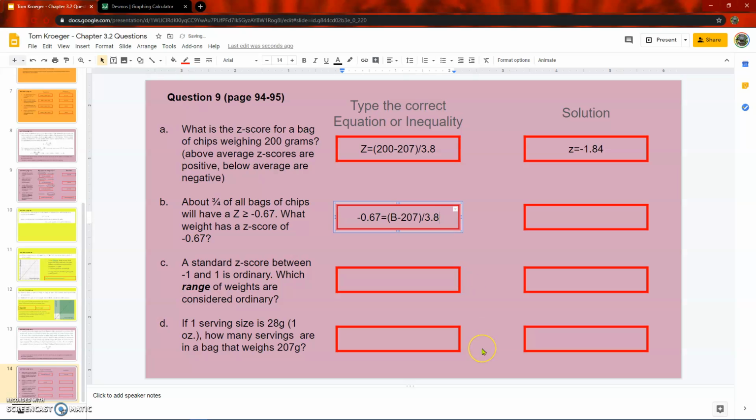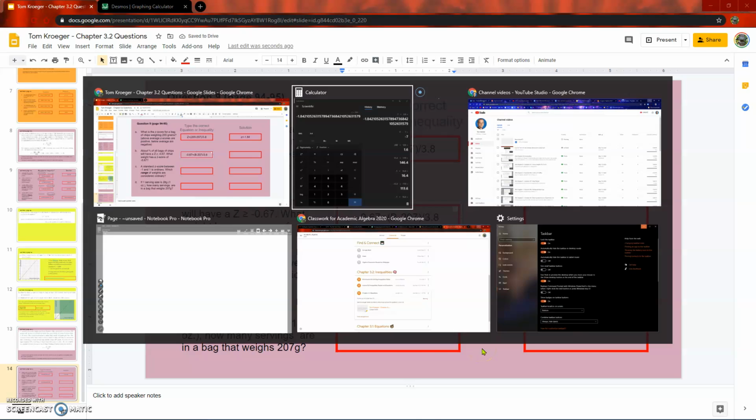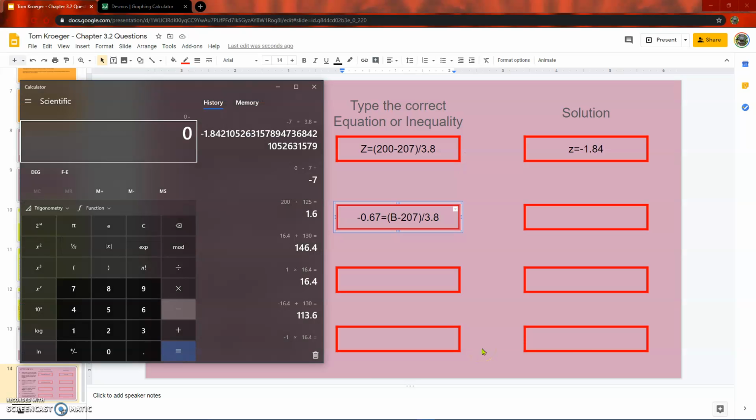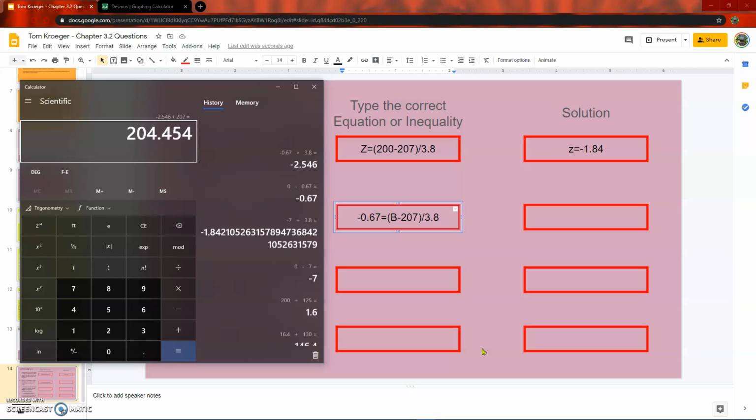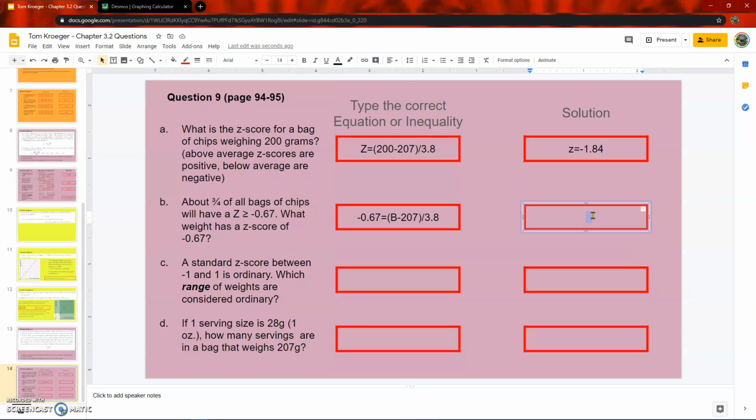And we're just going to work our equation backwards. So we're going to start with negative 0.67 times 3.8 plus 207. Working backwards, about 204. So that would be B is about equal to 204. That'll be grams again.